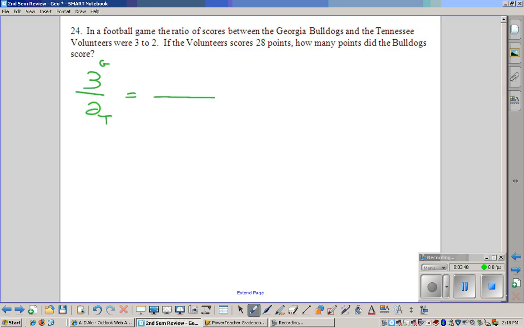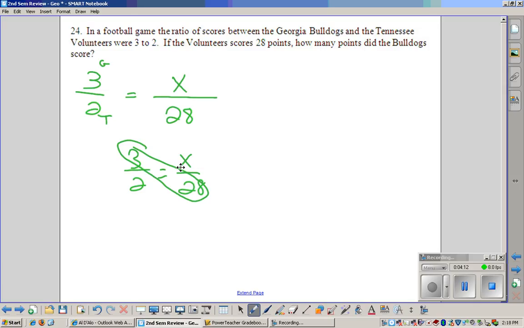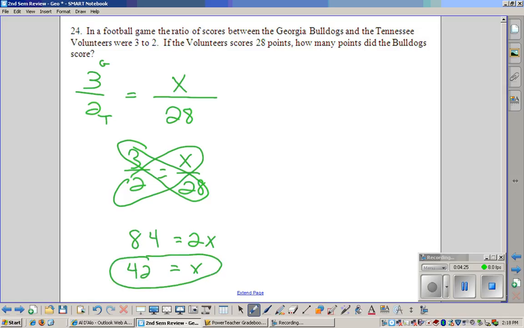We'll set that equal to the actual value for the points. Volunteers scored 28. That's Tennessee. How many did the Bulldogs? So that'll be unknown on the top. So there's our little proportion. Just needs to be solved using cross multiplication. So 3 times 28 is 84. And 2 times x is 2x. Divided by 2 on both sides, and we get 42, I believe.